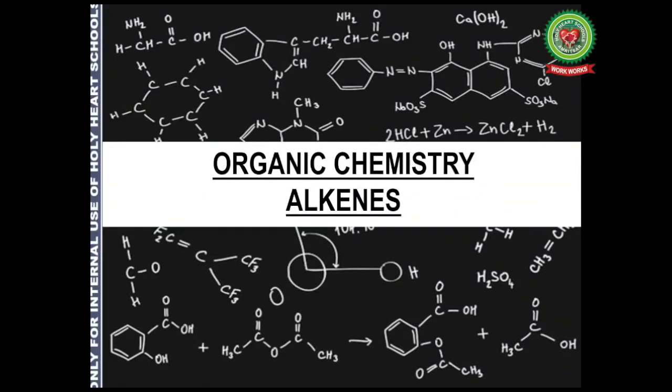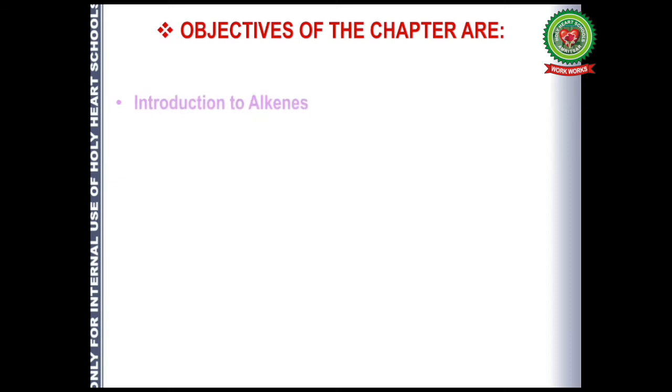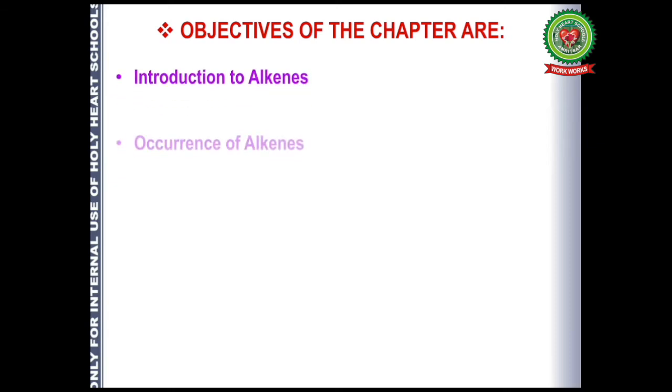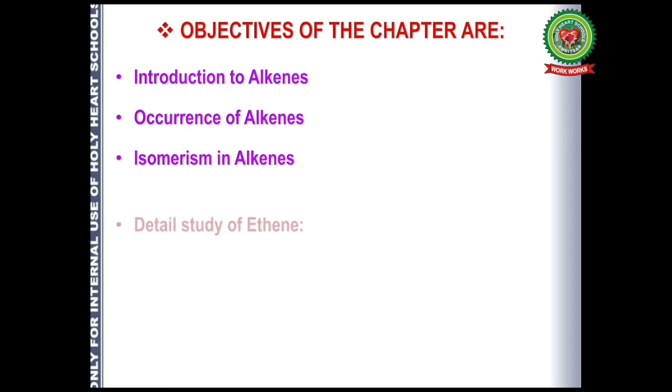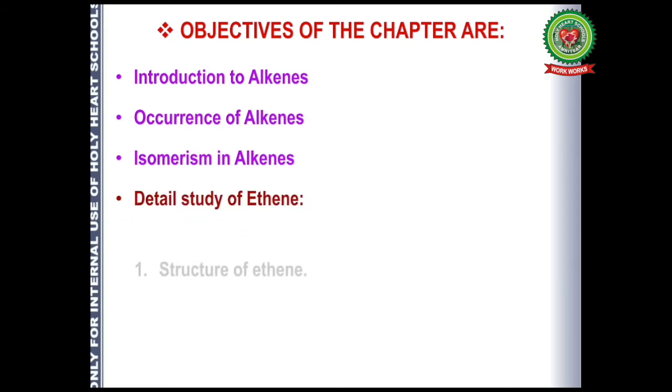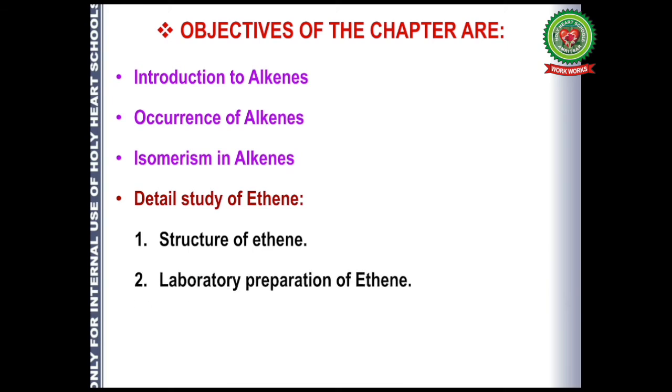Let us further discuss the chapter Organic Chemistry. And in that, today we are going to start with alkenes. The objectives of the chapter are Introduction to Alkenes, Occurrence of Alkenes, Isomerism in Alkenes, and a detailed study of ethene. In that, we are going to study its structure, laboratory preparation, properties of ethene and uses of ethene.